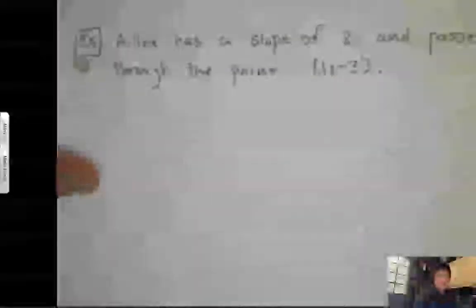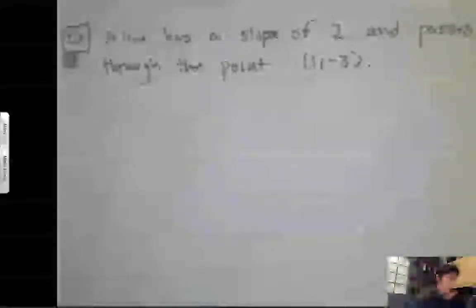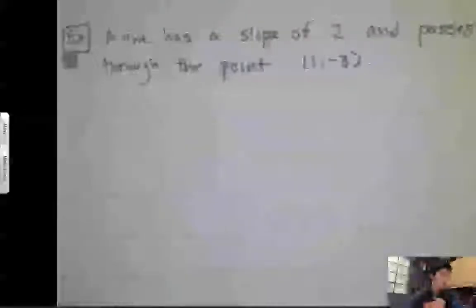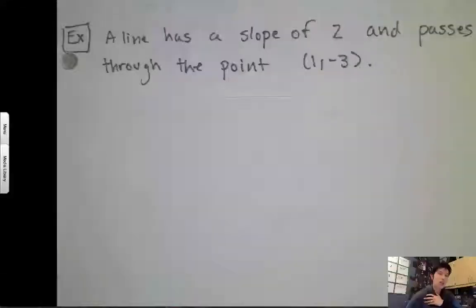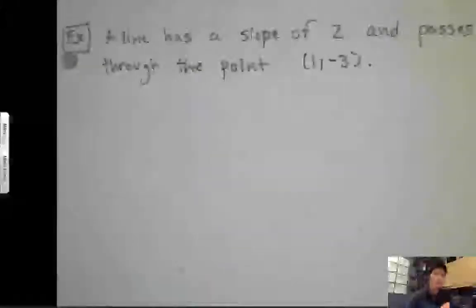All right, so here's another question. A line has a slope of 2 and passes through the point 1, negative 3. Write an equation of the line. Pause the video and you try it yourself and see if you can get it right. And then unpause it and we'll go through the answer.